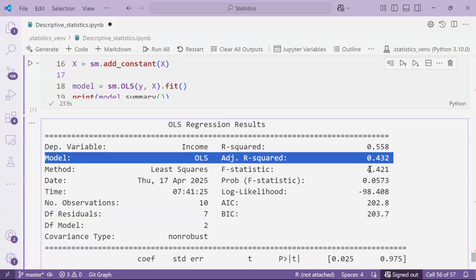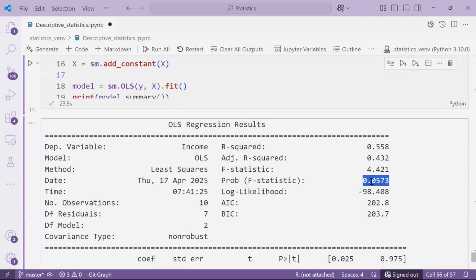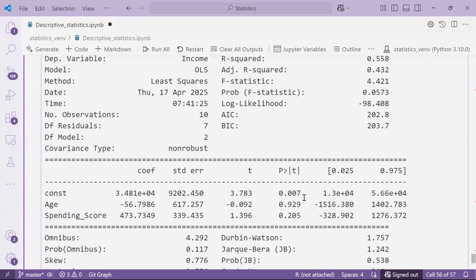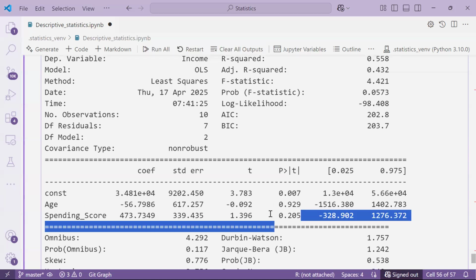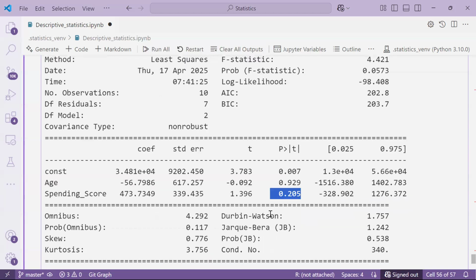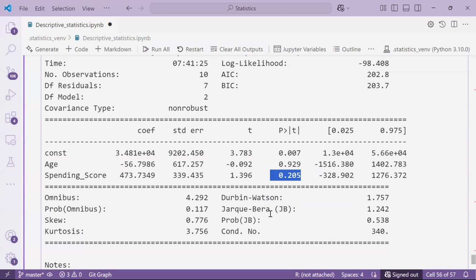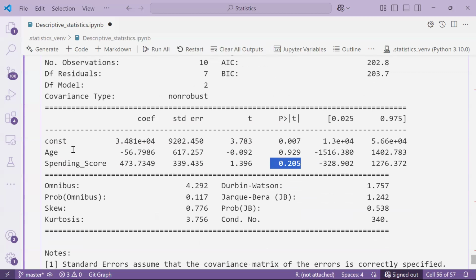Okay, so your F-statistic and the probability of the F-statistic is greater than 0.05. If we consider the p-values over here, these p-values are more than 0.05, right? If it is more than 0.05, what does hypothesis testing say? If the p-value is greater than 0.05, what does that mean? Is this particular variable, the age variable, statistically significant or not? That is my question.